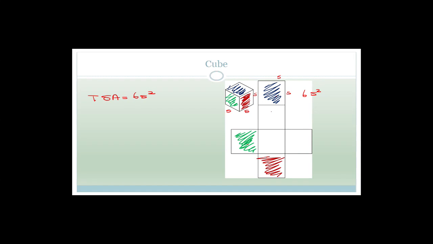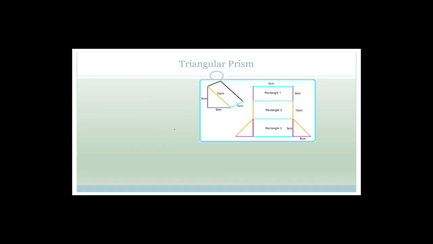Right, now let's move on to the volume. The volume, remember, is always the area of the base multiplied by the perpendicular height. Okay, so what is the area? The area is side squared multiplied by the perpendicular height, which is side, which is going to be side cubed. So there we go. Now we have the volume, which is side cubed.